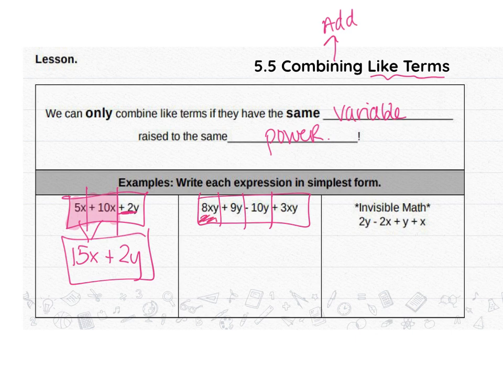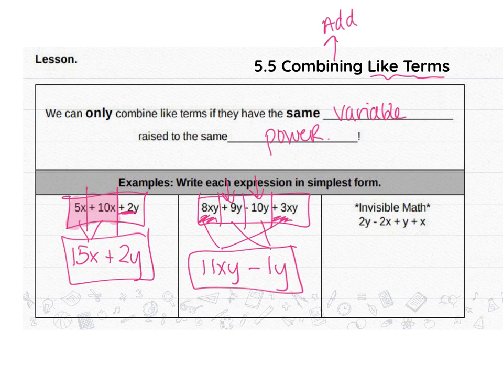Next one, again, split the terms up from the last term with the sign in front. From here, we have 8xy and 3xy that are considered like terms, and then 9y and negative 10y. So 8xy plus 3xy gives us 11xy, and then 9y plus negative 10y gives us negative 1y, or minus 1y, is how we would write it to finish our expression.